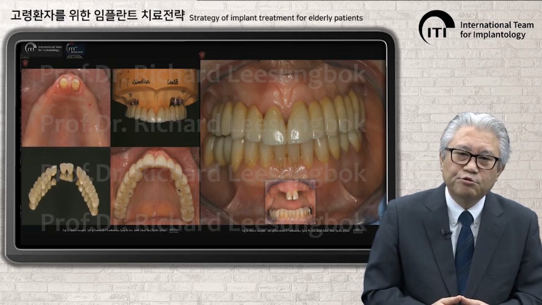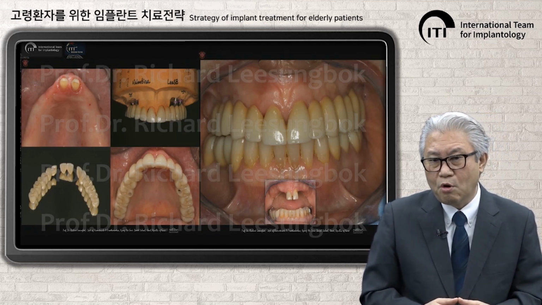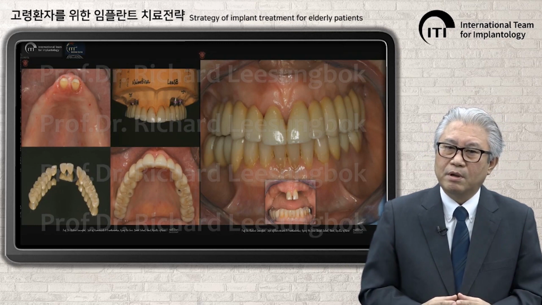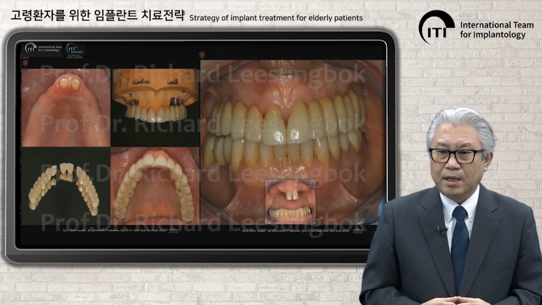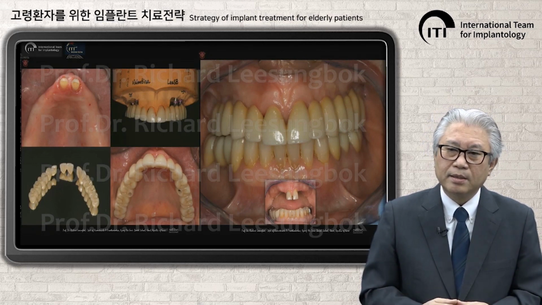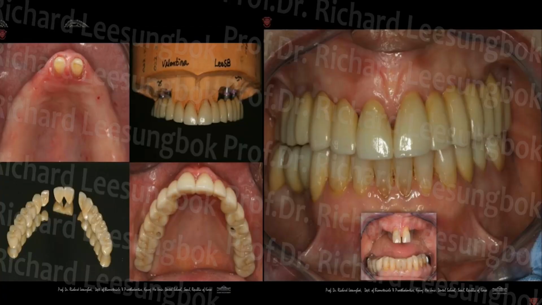Similarly, as another clinical example of strategy 1, 8 implants were placed in the upper jaw and immediate loading with a fixed provisional restoration. In both cases, the key to this category is that the patient has been able to take a meal since right after the operation.